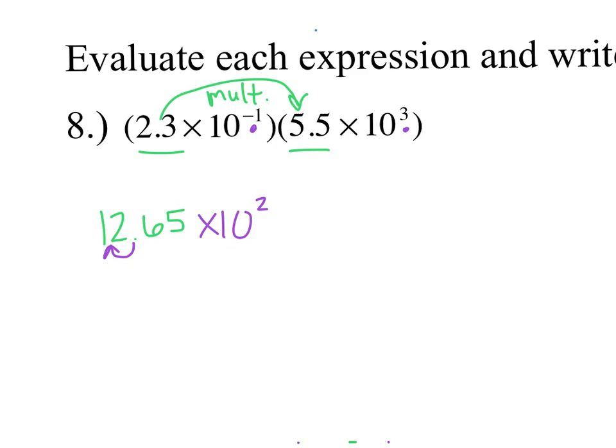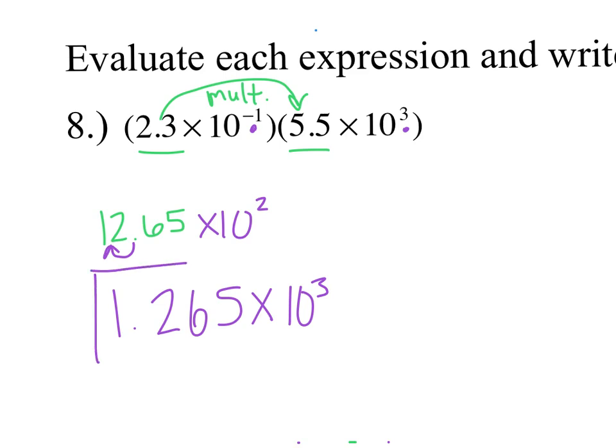So it's going to become 1.265 times 10 to the third. So if you're starting with a larger number, you have to make your exponent bigger. Starting with a larger number, you have to make your exponent bigger when you move the decimal. So that's it. So in scientific notation, it has to be between 1 and 10.